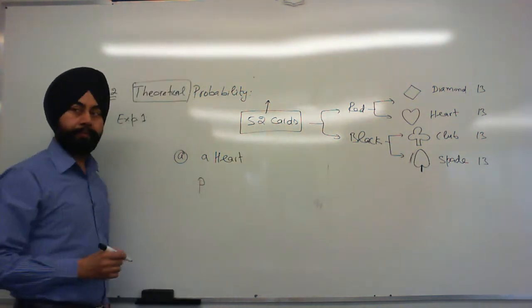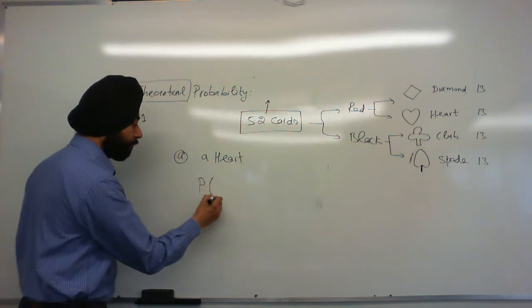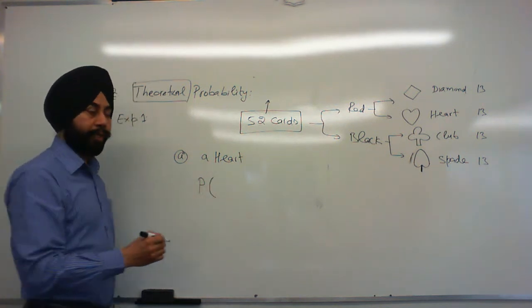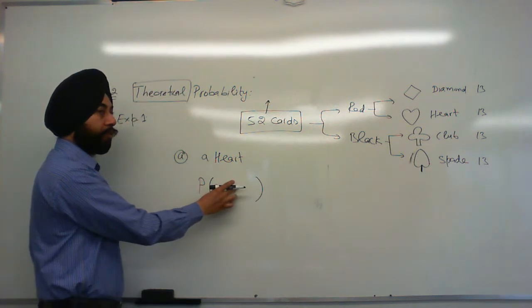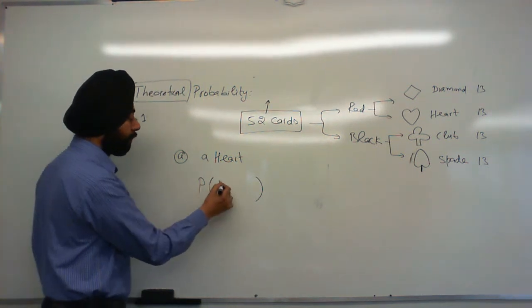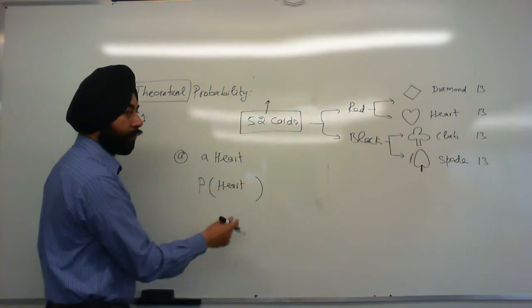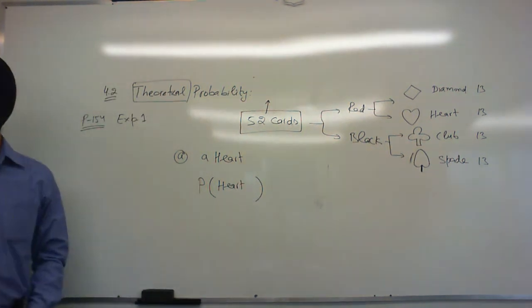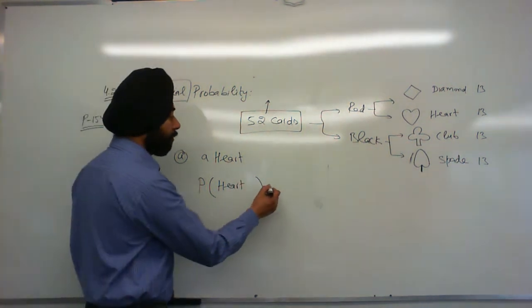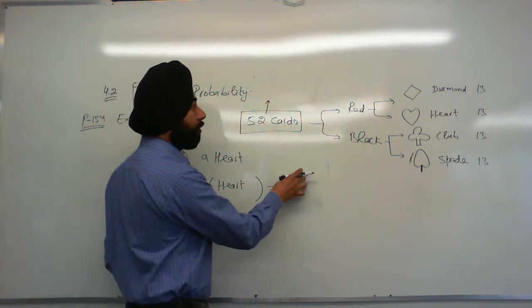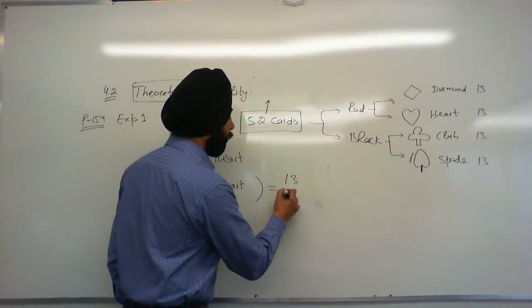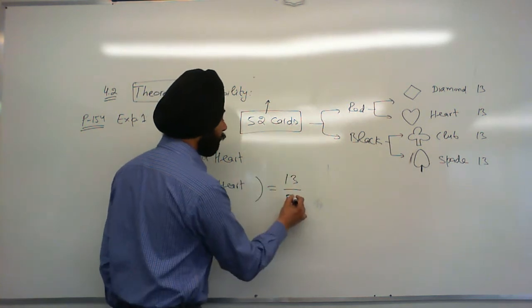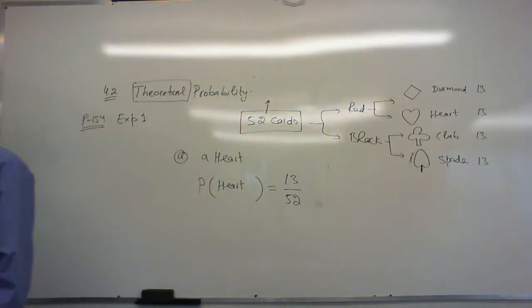Probability P of what? What do you write in the bracket? What's the name of your event? Heart. Yes. Probability of drawing a heart is equal to what? The total number within that event is 13 divided by the total number 52. So that's how you find the probability of drawing a heart.